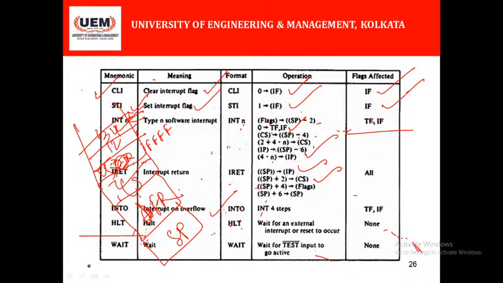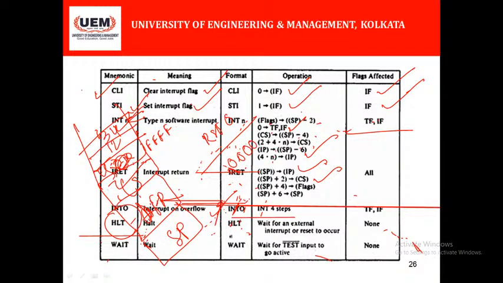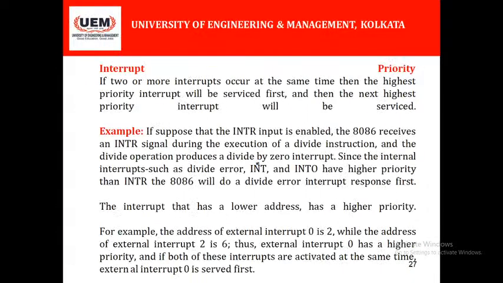HLT, halt. What is the purpose of the halt instruction? I have already explained it in several programs of 8085. So whenever a halt instruction occurs, the current program stops and we go back to an initial address. For example, whenever we are executing RST0 in 8085, or a halt instruction occurs, we stop our program and jump to the address 0000. Next is WAIT. Wait for the TEST bar input to go active. None of the flags is affected in this case.